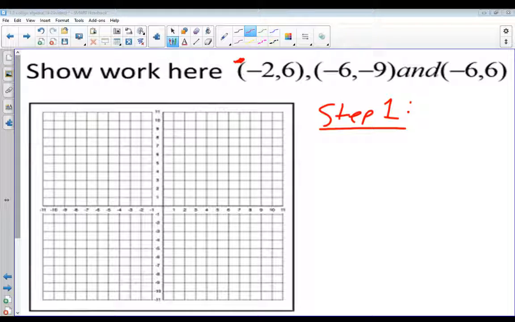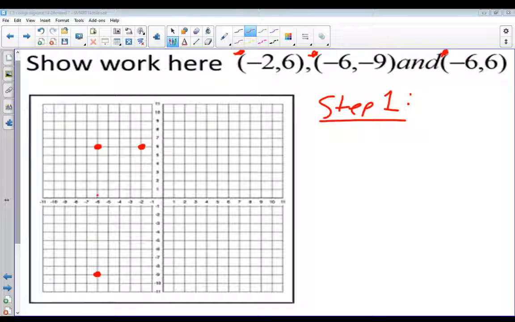So like here, I'm going to plot -2, 6. -1, -2, 1, 2, 3, 4, 5, 6. Then let's plot the next one, -6, -9, which should put me here, and then 1, 2, 3, 4, 5, 6, 7, 8, 9, right here. And then the last point, -6, 6. So 1, 2, 3, 4, 5, 6 for -6, then up 6, 1, 2, 3, 4, 5, 6. Okay, I have my 3 points.